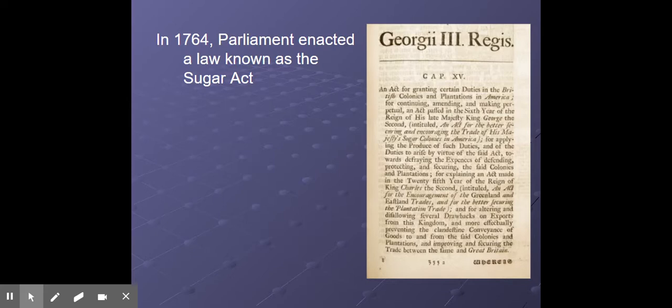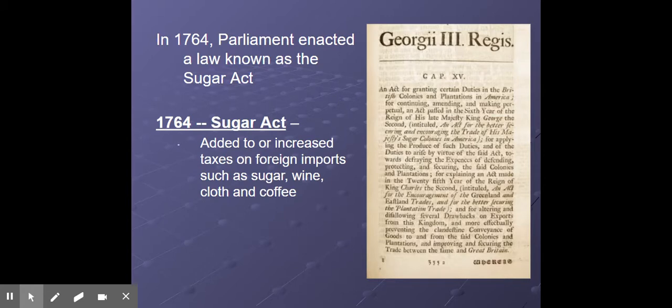Okay. Now, in 1764, what the Sugar Act does, surprise, surprise, is it increases taxes on foreign goods like sugar, wine, cloth, and coffee. Now, one of the products that was being smuggled was molasses. Okay. In fact, colonists like molasses. You cook with it. You add it to drinks like coffee. Okay. It's a sweetener. All right. Of course, molasses is also key in making syrup. All right. So we'd been smuggling a lot of molasses.